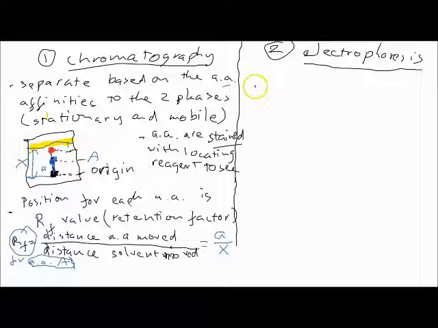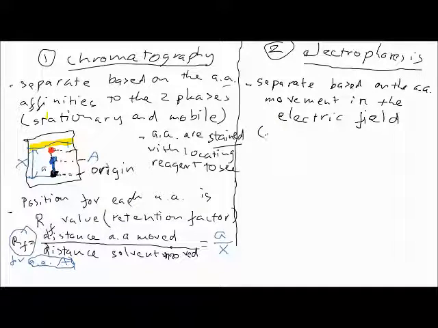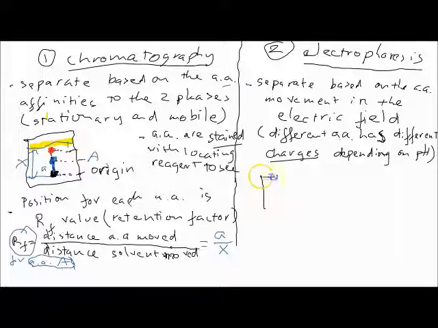The second method is electrophoresis. It is similar to chromatography in that it is used to separate amino acids or proteins, but the difference is that the separation is based on movement in an electric field. Different amino acids or proteins have different charges depending on their pH. Similar to the paper, but instead you are going to have a gel. Sometimes you hear gel electrophoresis.